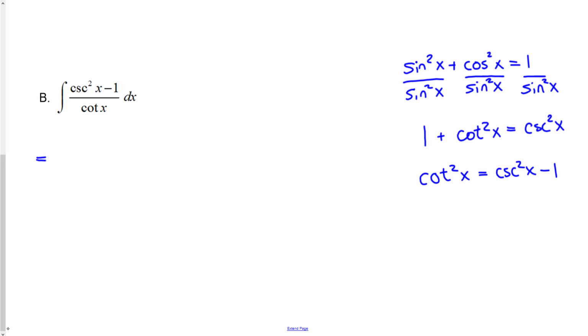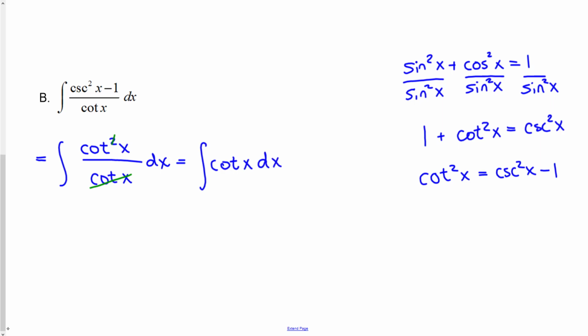This then becomes cotangent squared of x over cotangent of x dx, and one of these factors of cotangent cancels out one of those in the numerator, leaving me just the integral of cotangent of x dx, and that we have a rule for integrating, which is the natural log of the absolute value of sine x plus c.